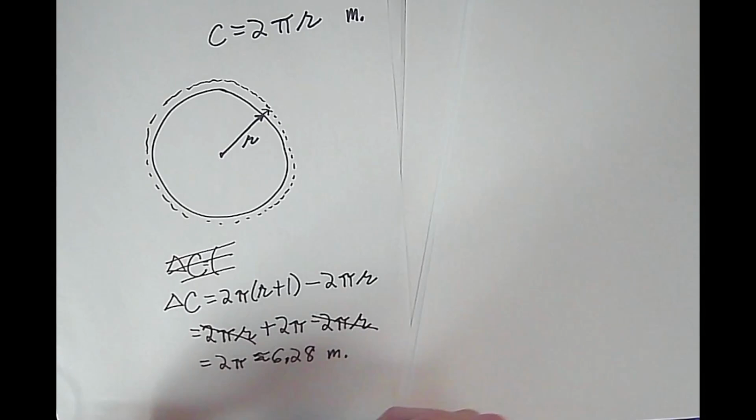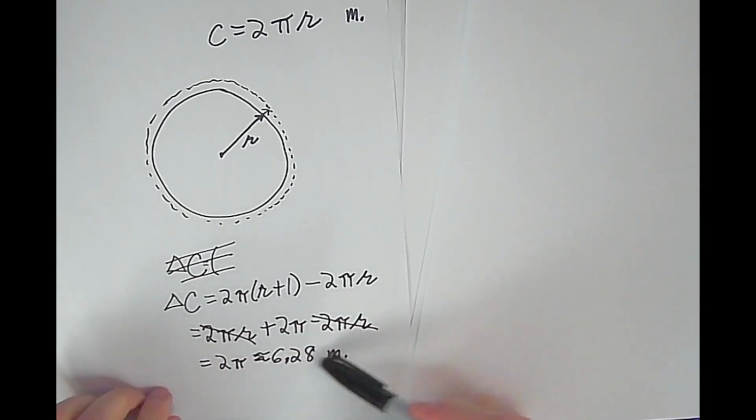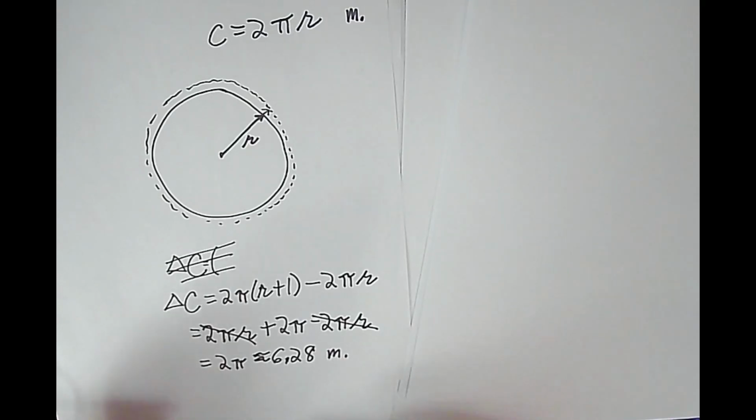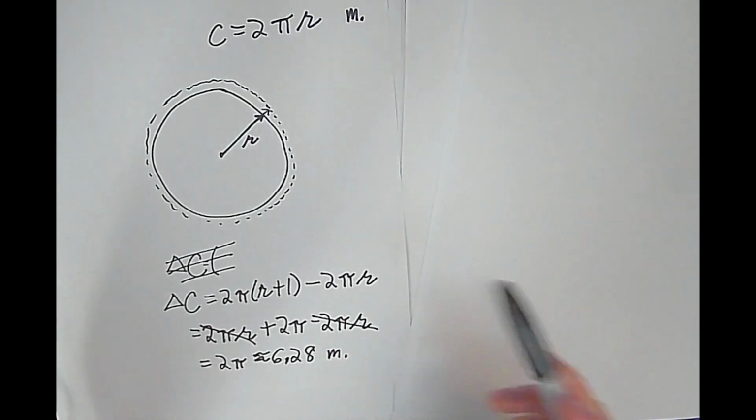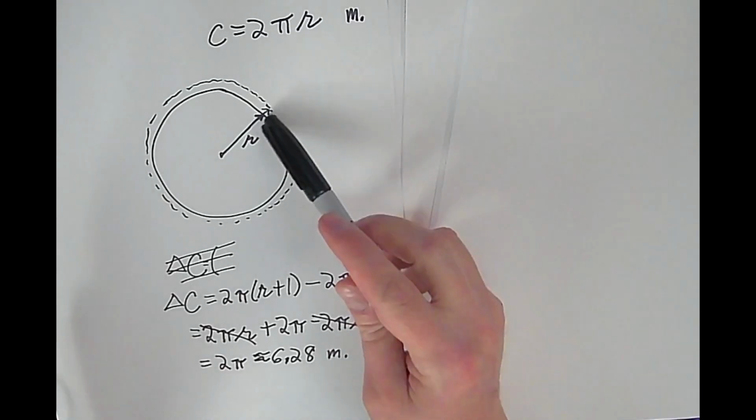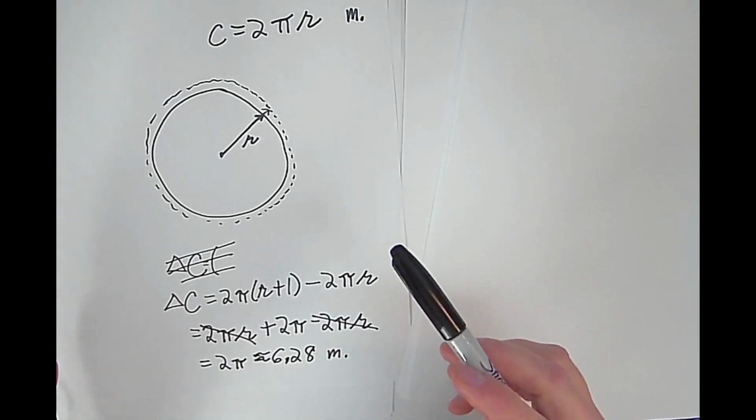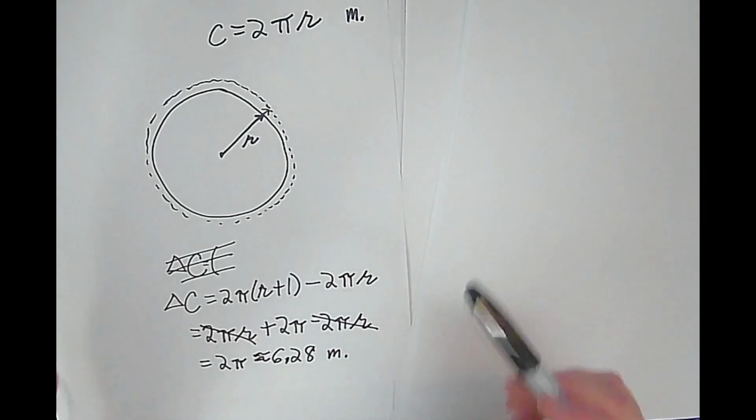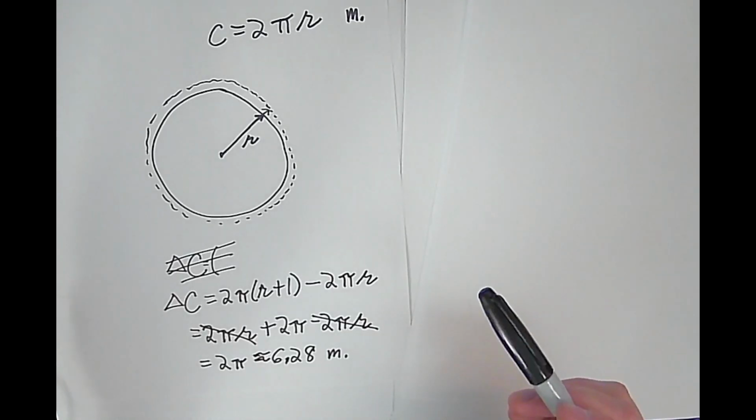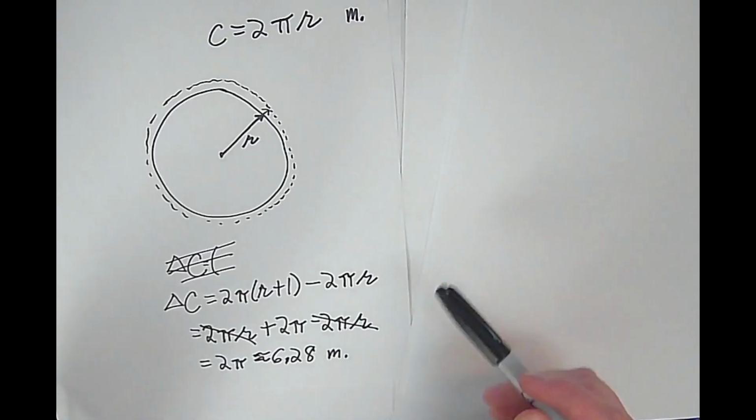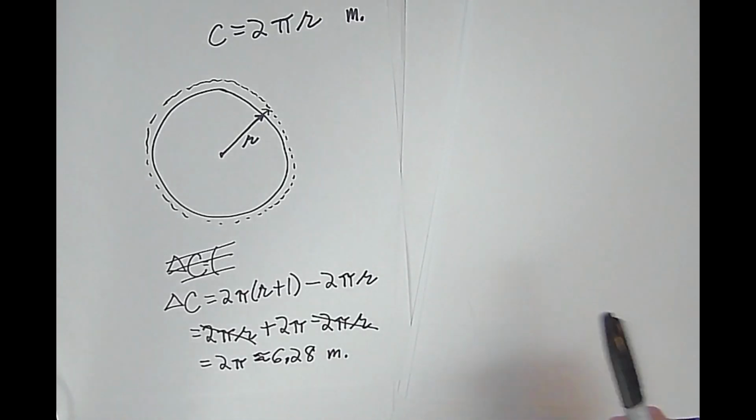So believe it or not, you're going to need 6.28 meters more rope, regardless of whether you put a rope around the earth and you want it to be 1 meter off the surface, or whether you put it around a golf ball and you want it to be 1 meter off the surface, or a basketball, or the circle at the circus, or a CD, or your head. Anything. That's really interesting that it's independent of the radius.